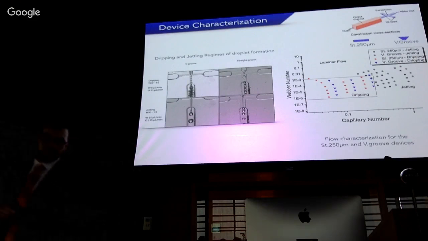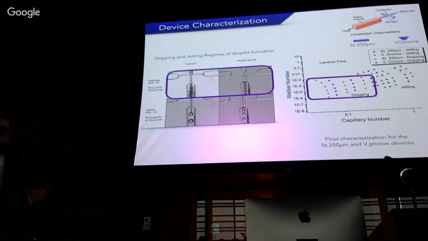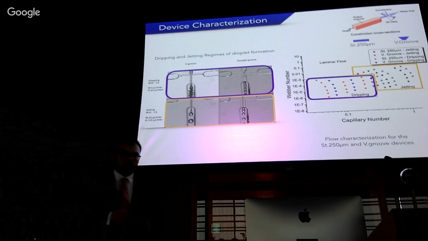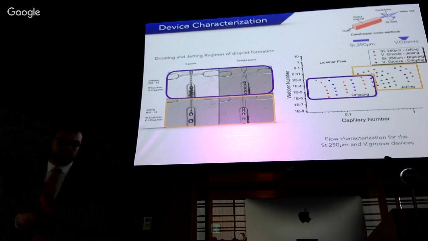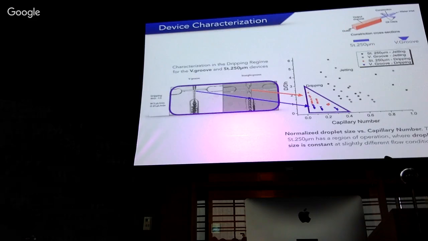And we observed that there are two regions of droplet generation. The first region is the dripping regime. And in this regime, droplets occur at the interface here, at the cross section. And the second regime is called the jetting regime. And here, the inner phase stretches into a jet before the droplet is made. So in the dripping regime, droplet formation is much more stable. So we would like to study these flow regimes further.